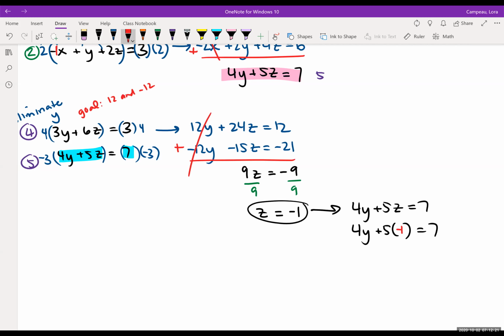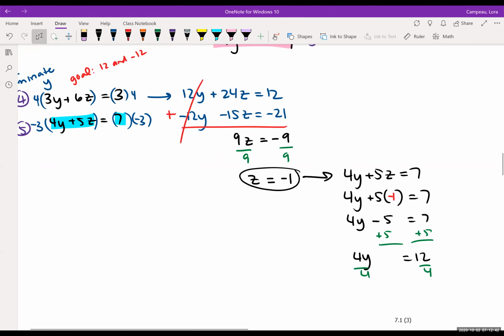That's a lot of algebra, but you guys are pretty good at this by now. So what do we get? 4y minus 5 equals 7. We're going to add 5 to both sides. We'll get 4y equals 12. And solving for y, we divide both sides by 4. We will get y equals 3. So we have another solution for ourselves.